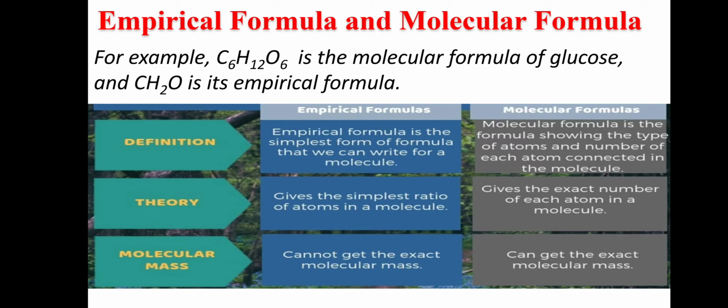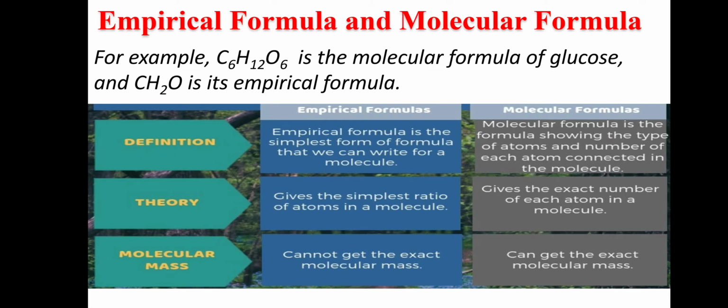So, here we use an example of glucose. The molecular formula of glucose, as we all know, is C6H12O6, but its empirical formula is CH2O, because 6 is the common number. There are 6 carbon atoms, 12 hydrogen atoms and 6 oxygen atoms, and we divide by 6 because 6 is the minimum number, so you get one carbon, two hydrogens and one oxygen. So the empirical formula is CH2O.